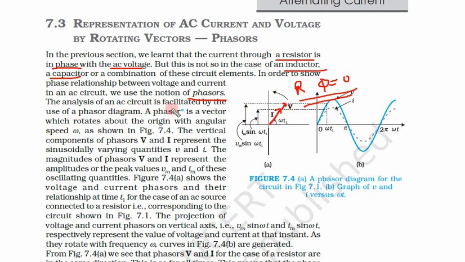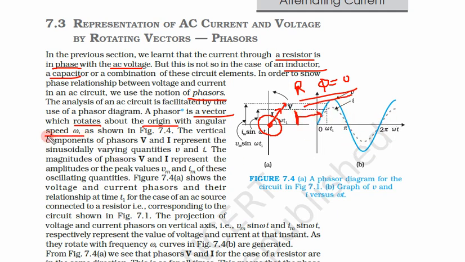The analysis of an AC circuit is facilitated by this phasor diagram. This phasor diagram will help us understand the angle between current and voltage. A phasor is a vector which rotates about the origin. So this is the origin and it is rotating about it. This is a vector rotating about the origin, and the magnitude on this side is generating this sine wave.